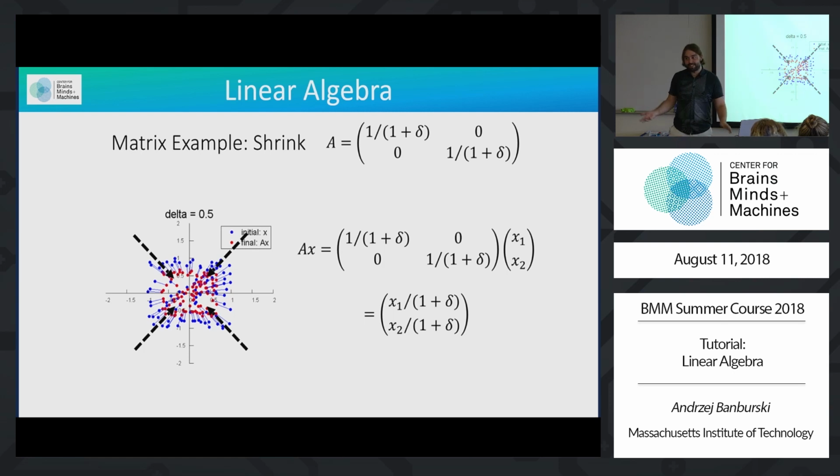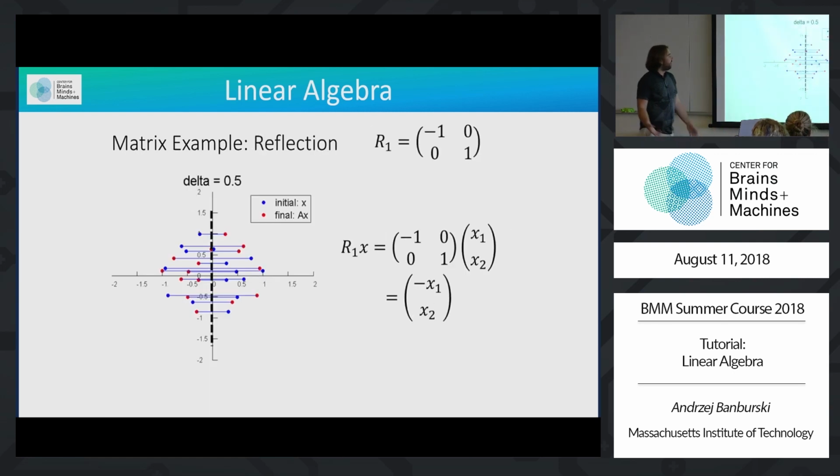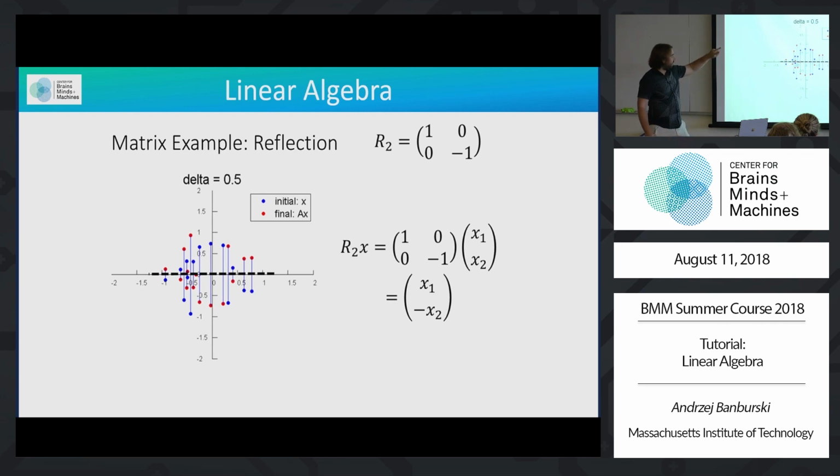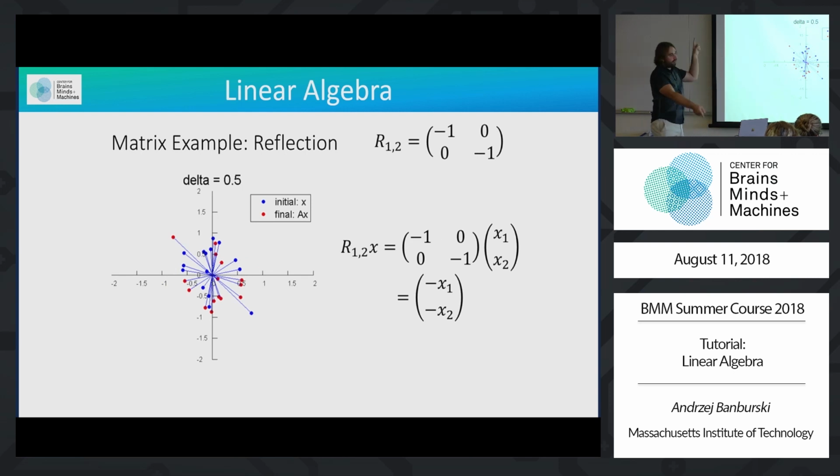Some other operations that are common are reflections, which is basically flipping points along one direction. You can also obviously do flipping in the other direction by just choosing -1 on the other diagonal, or complete reflection if both of the entries are -1.